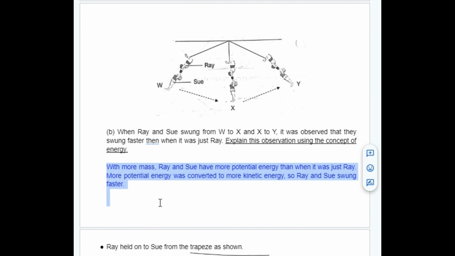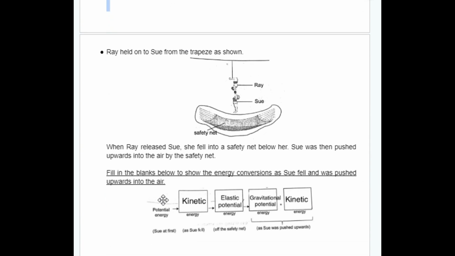With more mass, Ray and Sue have more potential energy than when it was just Ray. More potential energy was converted to more kinetic energy, so Ray and Sue swung faster. Ray held on to Sue from the trapeze, as shown. When Ray released Sue, she fell into a safety net below her. Sue was then pushed upwards into the air by the safety net.